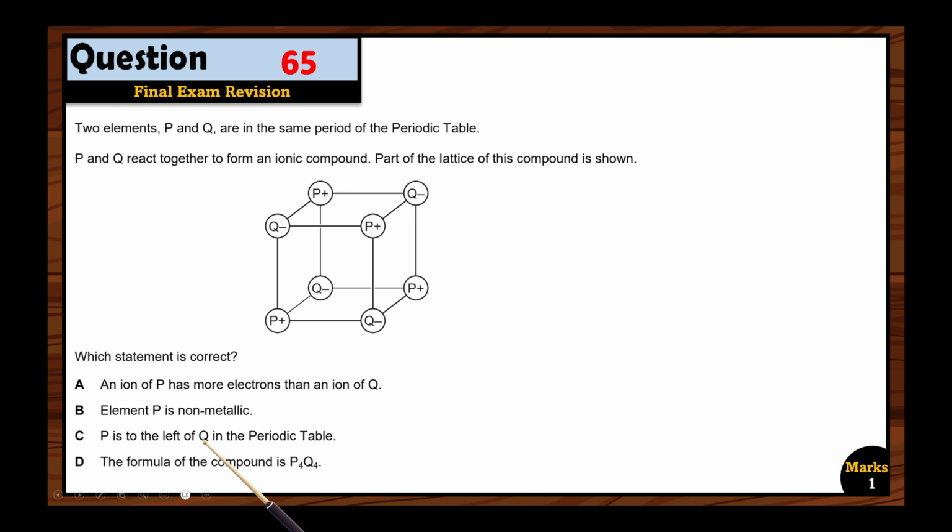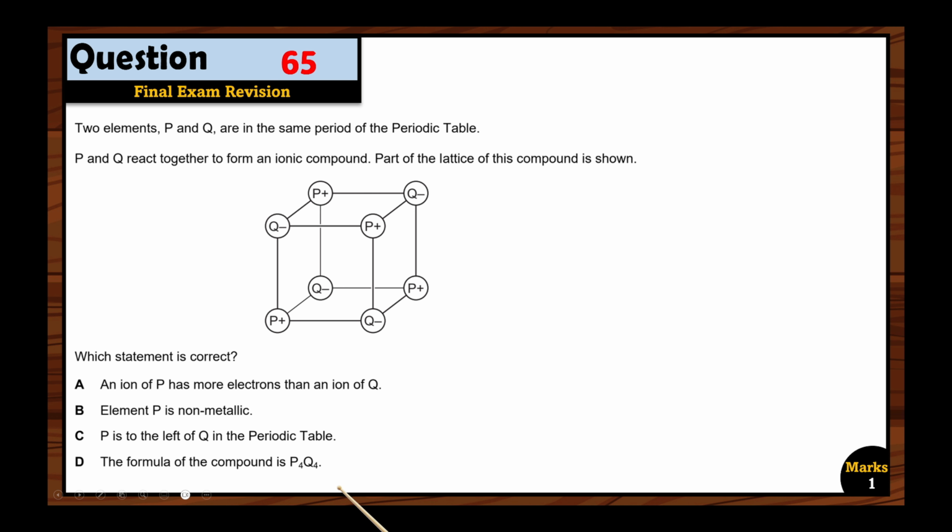P is to the left of Q in the periodic table. Yes, that's right, because metals are usually on the left side of the periodic table, right? Whenever you see your periodic table, the starting of the periodic table is actually your left side. So metals are on the left side and P is actually a metal. It is making a positive ion, right? So option C is correct.